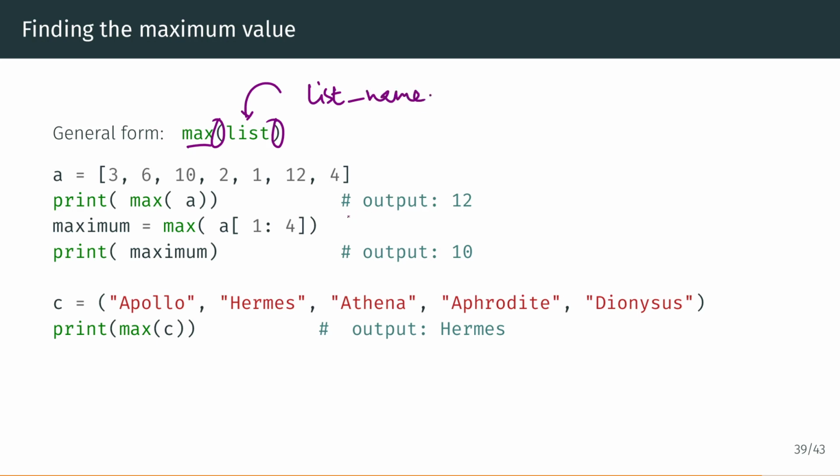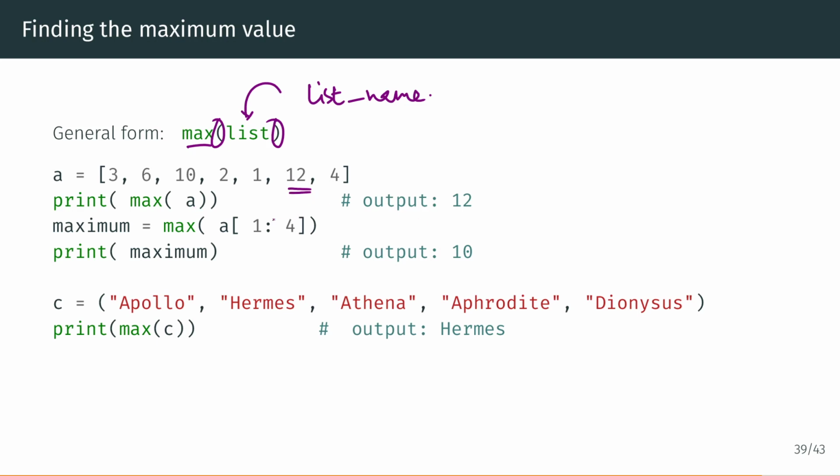So simple. In this example, we have the list A, which contains the items 3, 6, 10, 2, 1, 12, and 4. When we say print max of A, the output is 12, obviously, because that is the largest element.